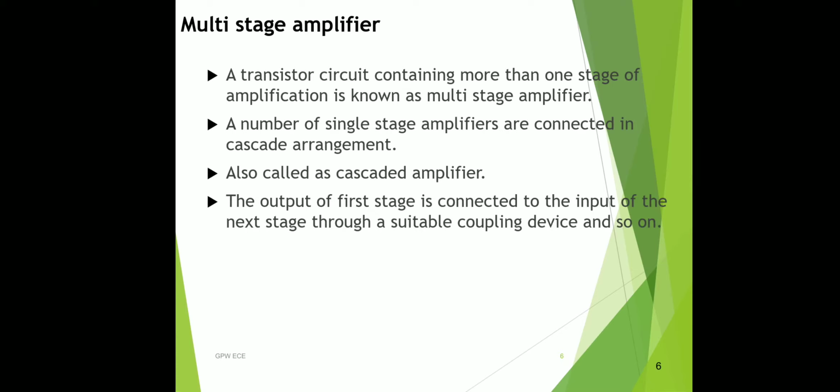The output of the first stage is connected to the input of the next stage through coupling devices. In a multi-stage amplifier there is more than one single stage amplifier, and the output of one stage is connected to the input of the next stage. The devices we use to connect the output of one stage to the next stage are called coupling devices.